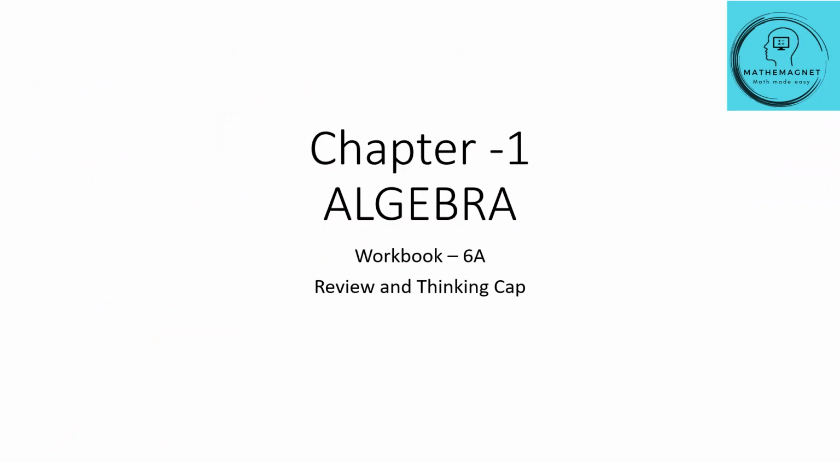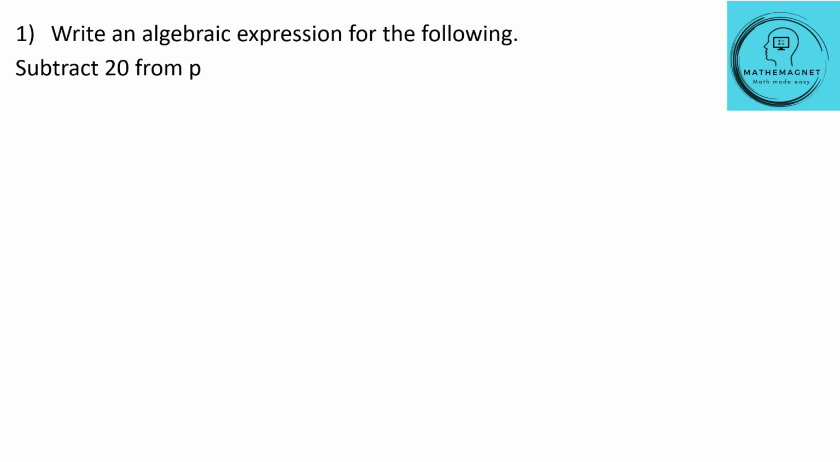Today we are going to see chapter 1 Algebra for grade 6 from the workbook. We shall try to solve questions under review and thinking cap. The first question, write an algebraic expression for the following. Subtract 20 from P. So to subtract 20 from P, we will have to write it as P minus 20. So this will be the answer to the question.